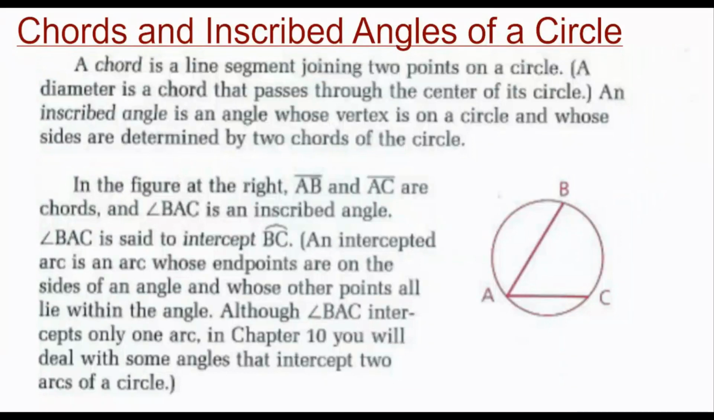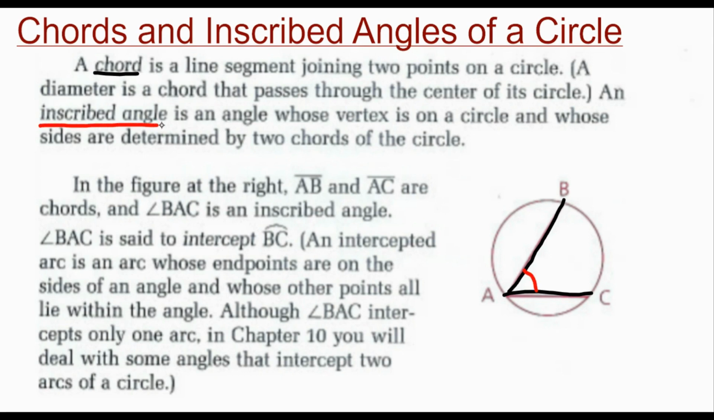And lastly, looking at chords and inscribed angles of a circle. Now, a chord is a line segment joining 2 points that are on a circle. Now, we're very familiar with the diameter. The diameter is the longest chord of a circle. In my figure below, we can see that we have chords AB and AC. Now, chords AB and AC make up the inscribed angle, angle BAC.